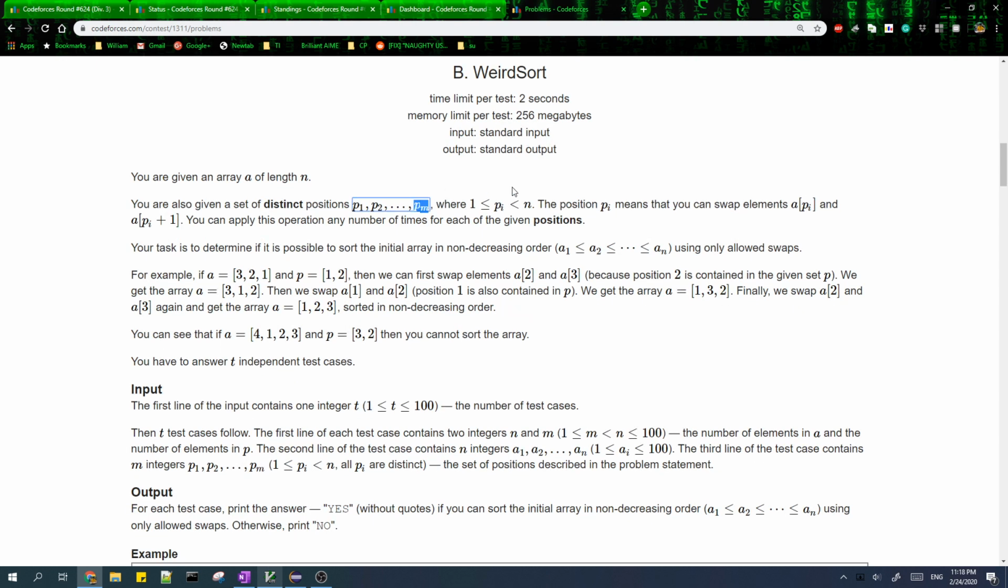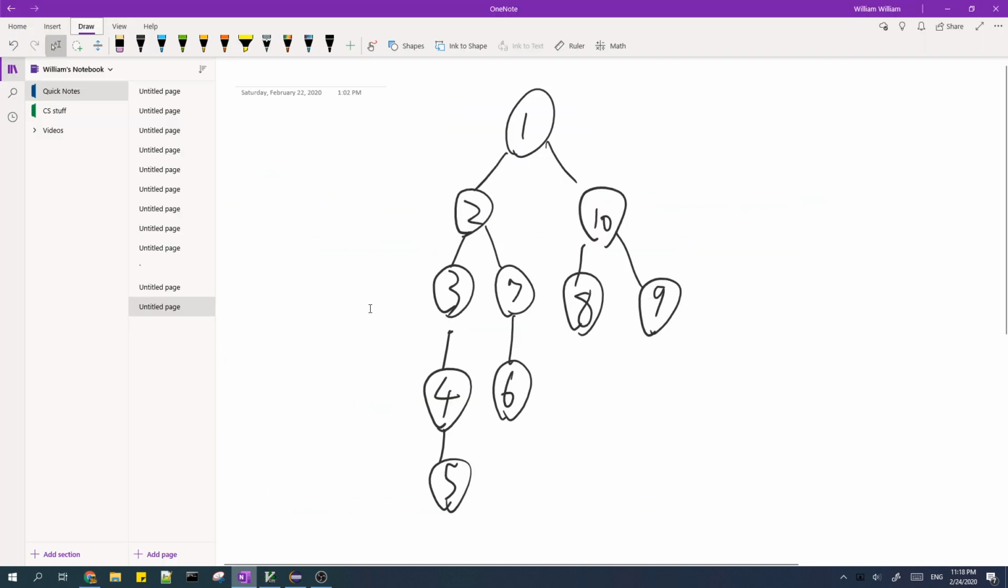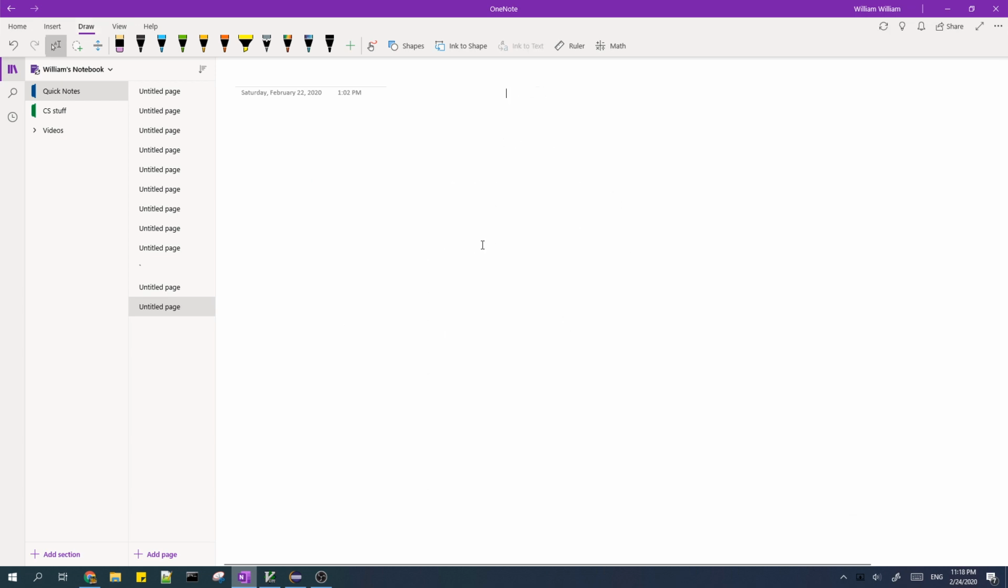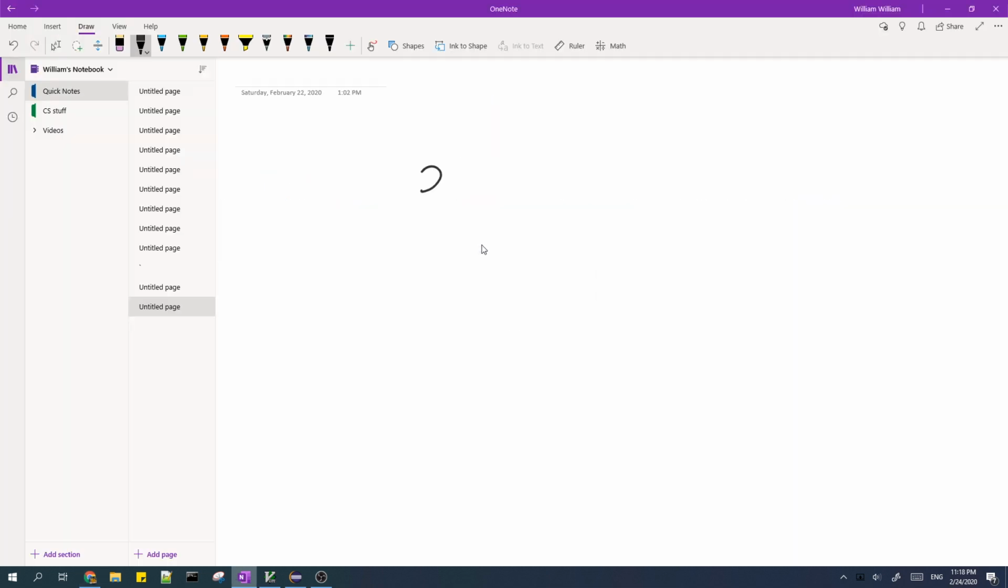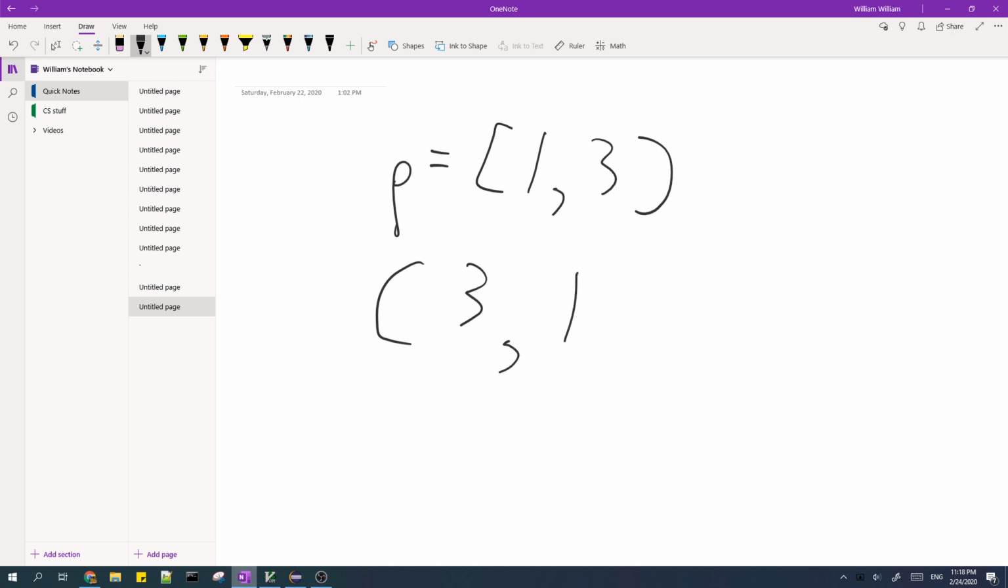Then that'll basically subtract an odd integer from A to get B. So for B, notice that if you have, let's say in P, the positions are 1 and 3, so our array maybe looks like this.